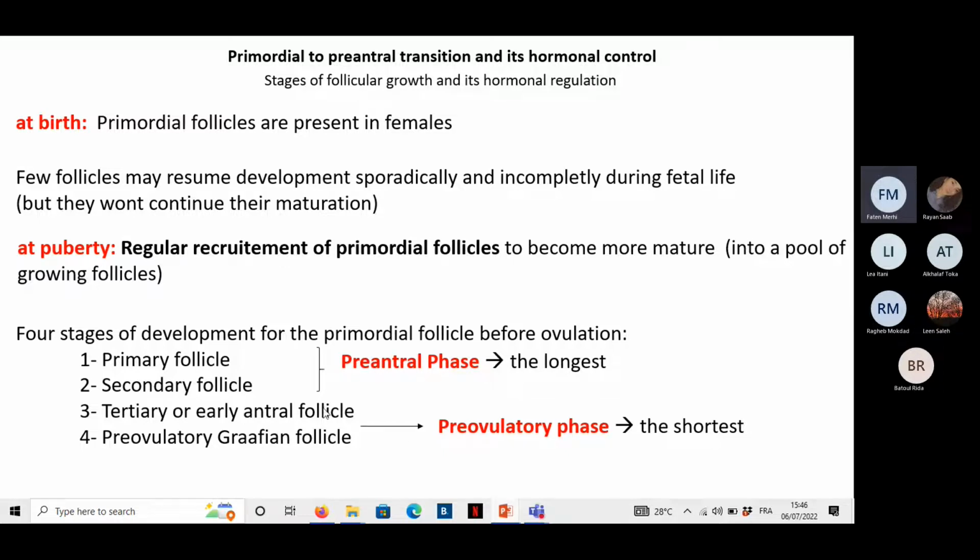And the presence of those follicles will constitute the pre-ovulatory phase. We will find them in the pre-ovulatory phase. Now, the pre-antral phase, where we have the development from primordial follicles to primary and then secondary follicles, is the longest phase. It takes most of the time. And then the pre-ovulatory phase, where we have the development of the tertiary and the Graafian follicle, is the shortest phase in the follicular development.